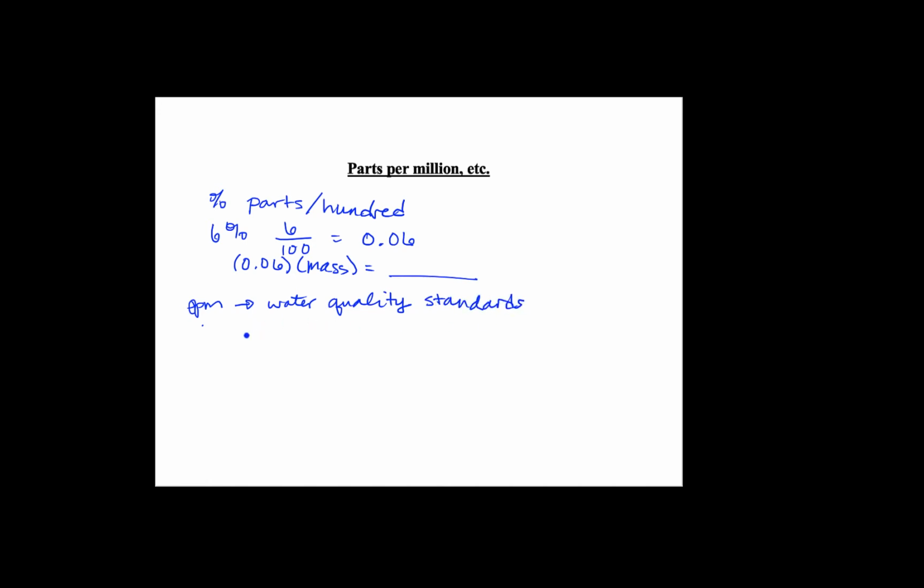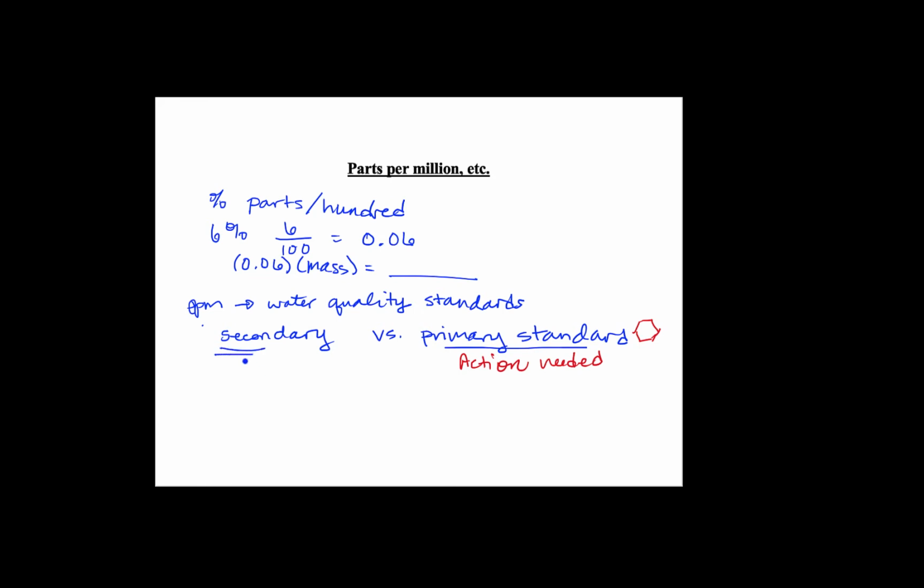We have two standards. We have what's called a secondary standard and a primary standard. The primary standard is the one that is kind of the stop sign, except that that's a hexagon and not an octagon. But anyway, you get the idea. So primary standards are where action needs to be taken. If the levels of whatever it is that we're looking at are higher than that primary standard, then we have to do something to remediate the water.